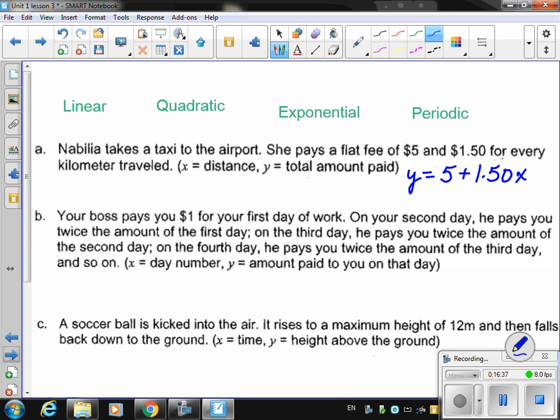But even from the description, we can see that we are going up by the same amount every time. Our first differences would be $1.50. This one is linear.